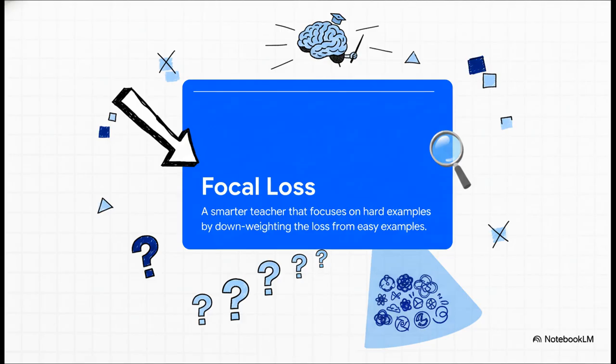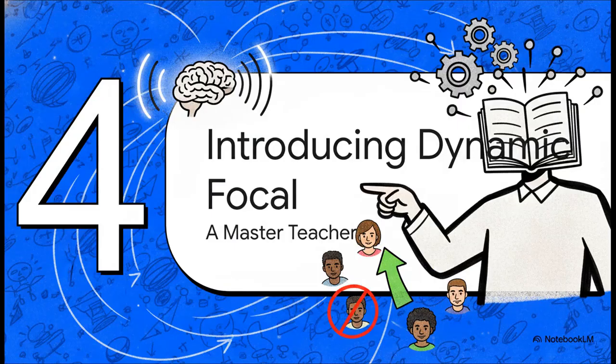Then came a major upgrade, focal loss. This is a much smarter teacher. This teacher basically tells the AI, hey, you've already mastered the easy stuff. Let's stop wasting our time there and focus all our energy on these really tough examples you keep messing up. And that was a huge leap forward. But even that focused teacher wasn't perfect.